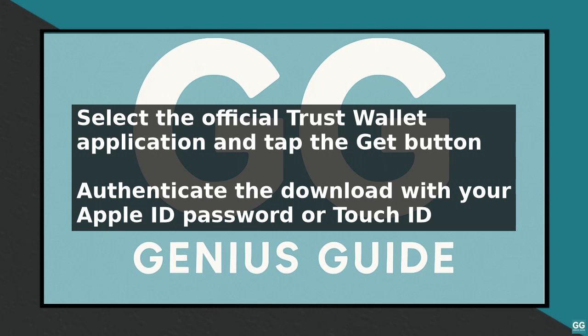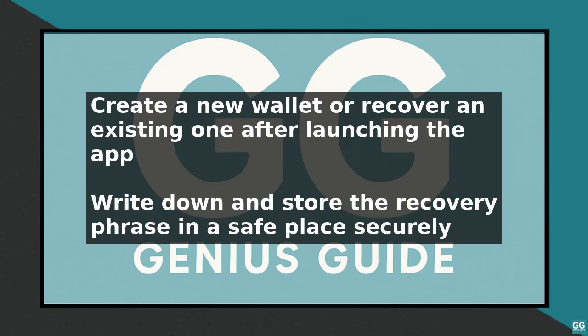If you are new to Trust Wallet, select the Create a New Wallet option and follow the on-screen instructions to set up your wallet. During the setup process, you will be given a recovery phrase that you should write down and store in a safe place. This recovery phrase is used to restore your wallet in case you lose access to your device or forget your password. After setting up your wallet, you can start using Trust Wallet to store, send, and receive various cryptocurrencies.